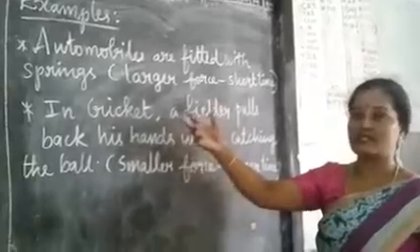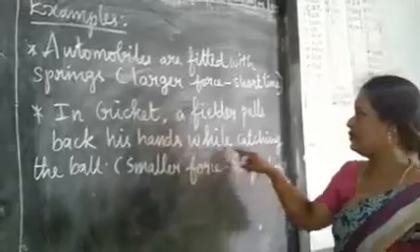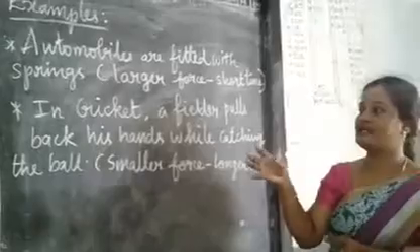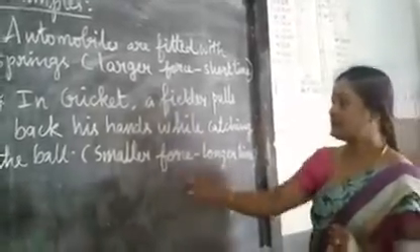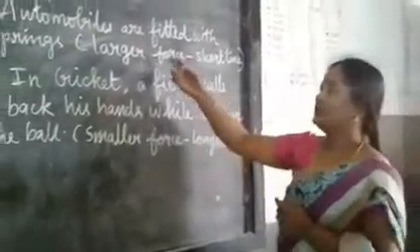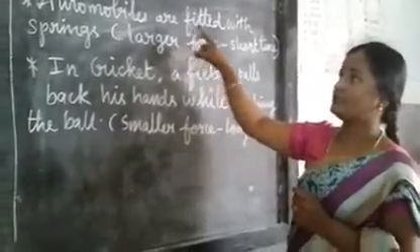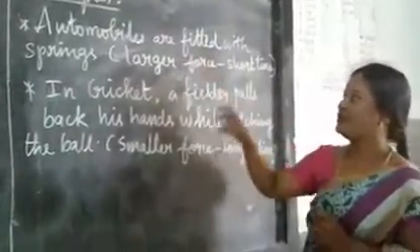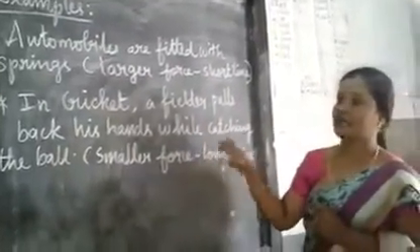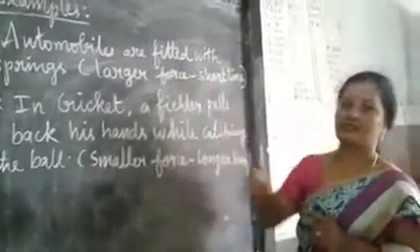We can see every day in cricket that a fielder pulls back his hands while catching the ball. This makes a smaller force that takes a longer time to do the work. Earlier, a larger force took a small time to do the work. In this example, a smaller force takes a longer time. These are the two examples of impulse. Thank you.